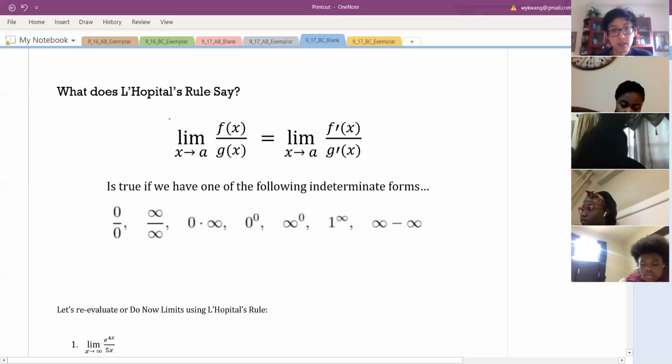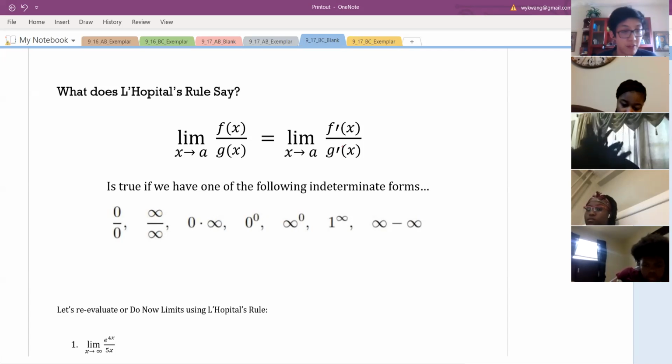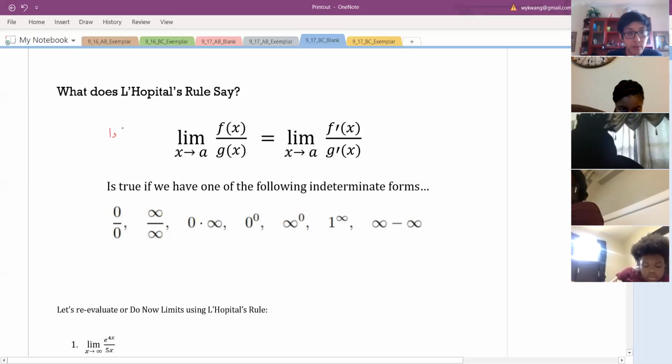So I would like for everyone to copy this down. I'm going to give maybe 15 more seconds for that. This is ultimately L'Hopital's rule. I'll say this is the first part of L'Hopital's rule.